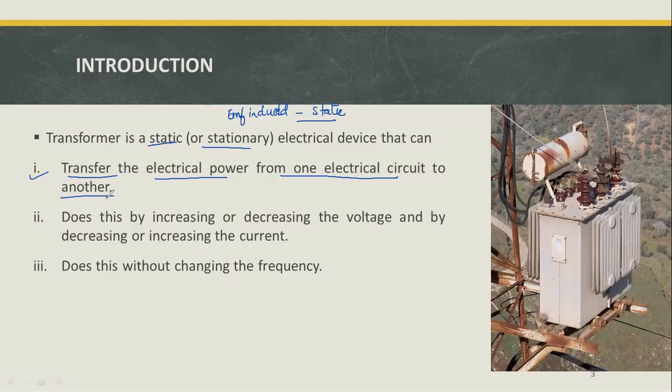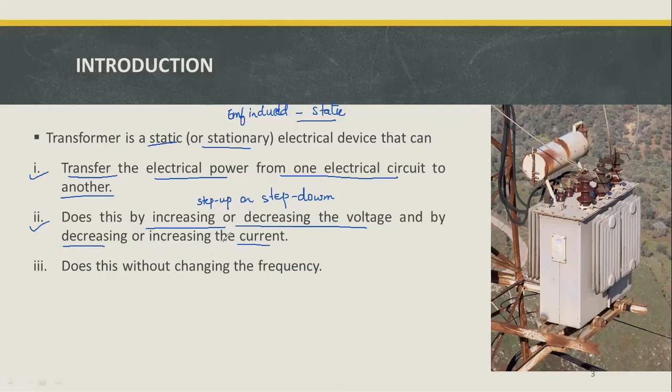So the basic function of the transformer is to just transmit or transfer the power from one circuit to another circuit. But how does this happen? The transformer does this by increasing or decreasing the voltages. These are called step up or step down transformers. Basically, a step up transformer will increase the voltage level. At the same time, a step up transformer will decrease the current level.